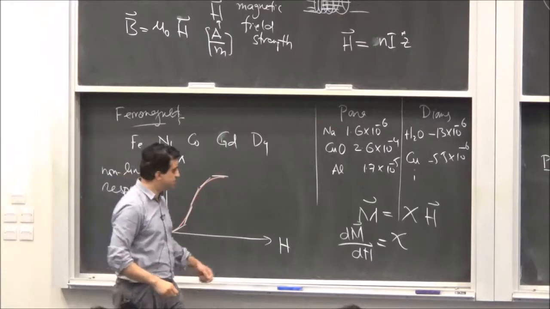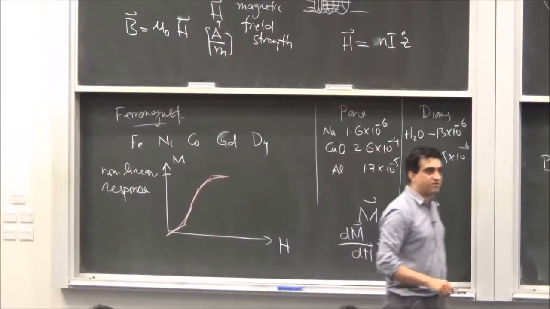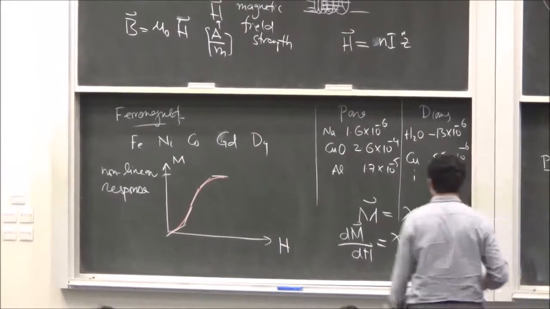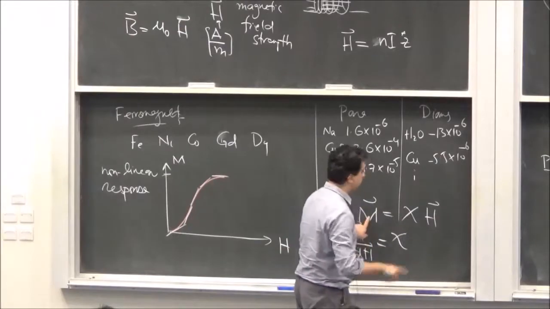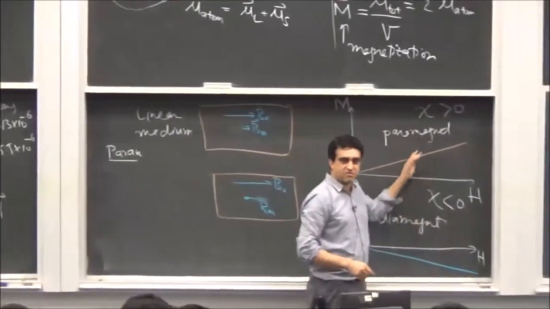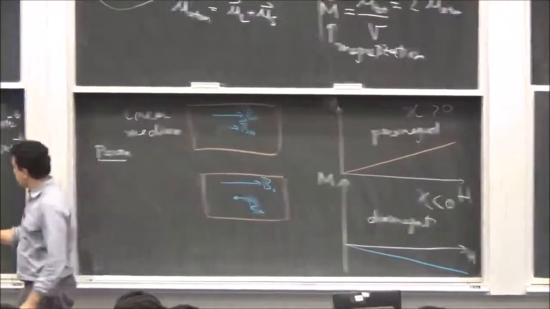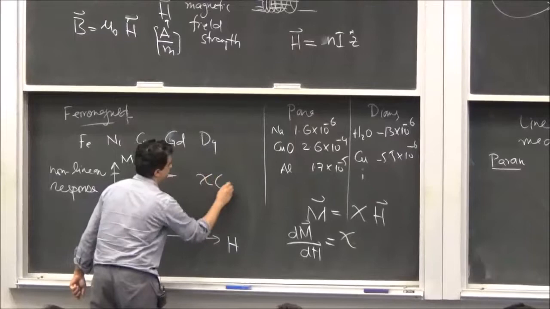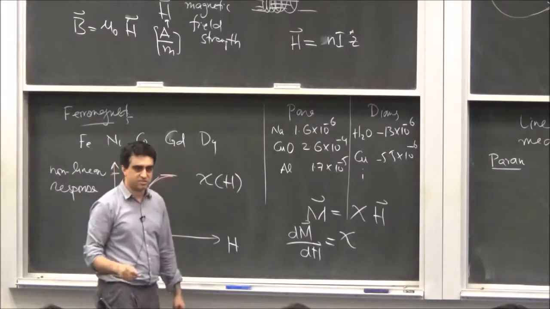It's not constant. So chi is not a single value for these media, and chi depends on the external field. That's the most important thing here. In those two, chi is constant and it doesn't depend on the field. But in these, chi depends on the field. So chi is something which is a function of H.